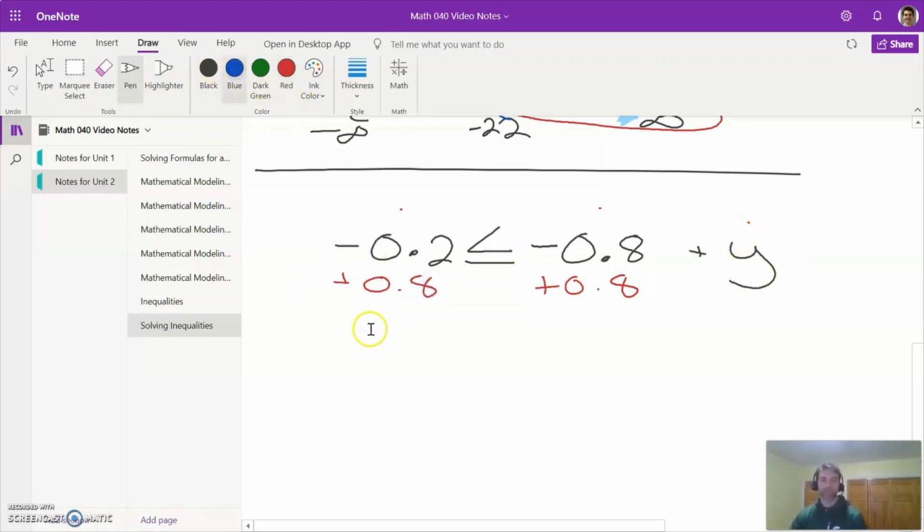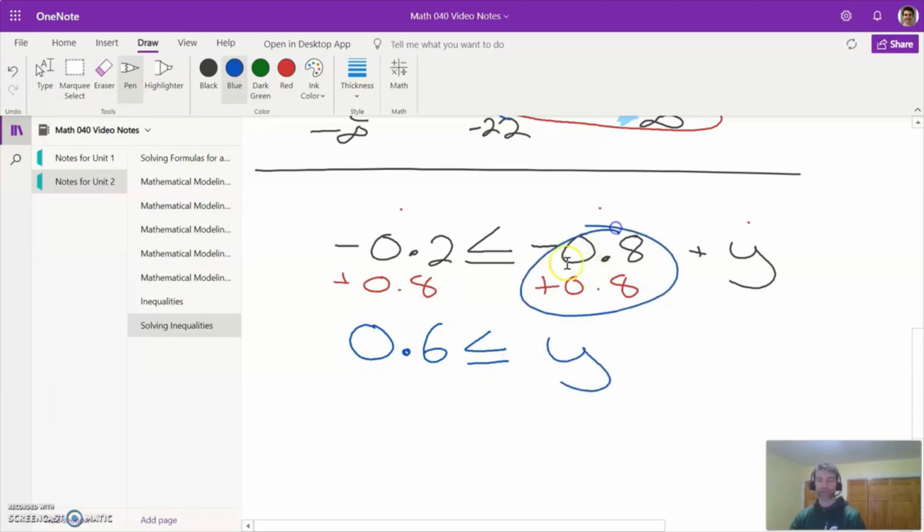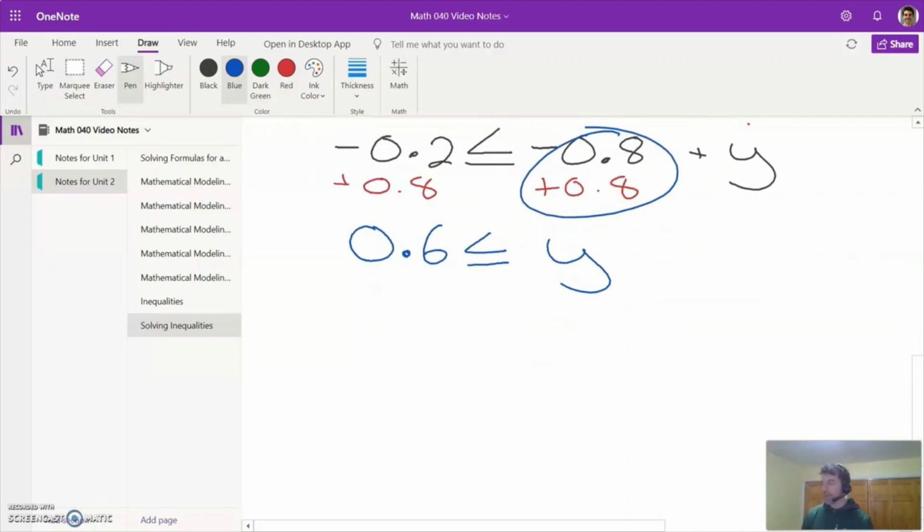So what do we have? We have 0.6 positive. It's less than or equal to y, because this thing's gone. So one thing you might notice about this one is that the variable is on the right, the number's on the left. Normally we can just sort of flip-flop them around when it's an equation, but when you have an inequality symbol, you have to be careful. It's okay to take this whole thing and flip it around, but when you do it, watch what happens.